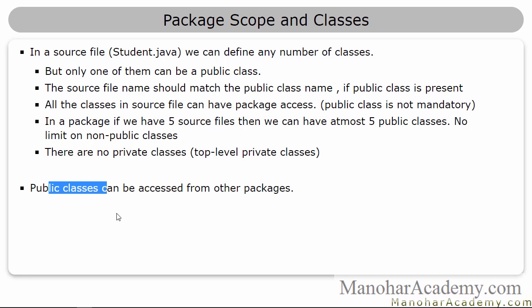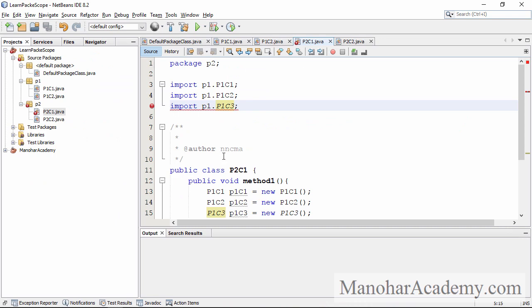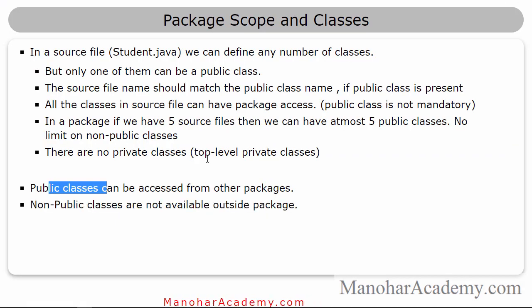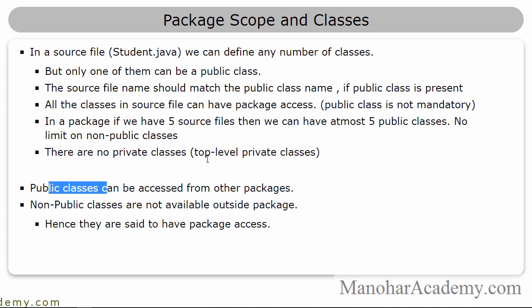Public classes can be accessed from other packages, the way we are seeing here, but non-public classes are not available outside the package. They are available only inside the package, and for the same reason they are called package scoped, or said to have package access. So we have seen all these points here.